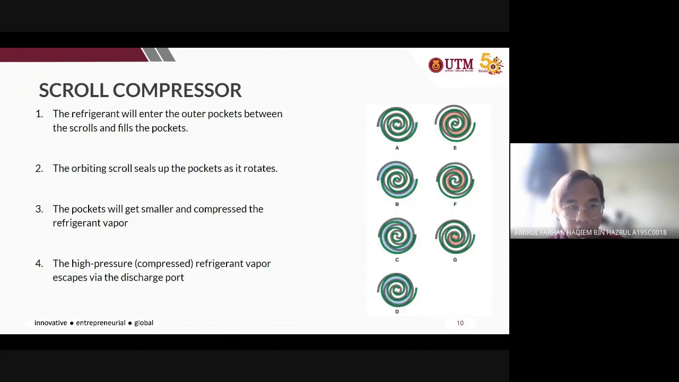The working mechanism is that the refrigerant will enter the outer pockets between the two scrolls, the fixed and orbiting scroll, and fill the pockets. The orbiting scroll seals up the pocket as it rotates. As it rotates, the pockets get smaller and thus compress the refrigerant vapor, turning it into a high pressure vapor. The high pressure vapor then discharges through the discharge port located at the center of the scroll.